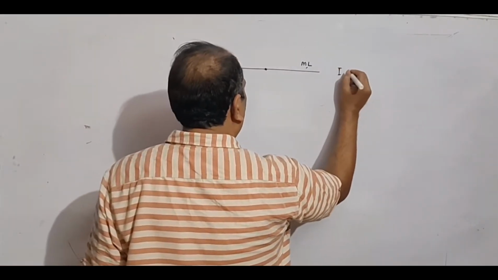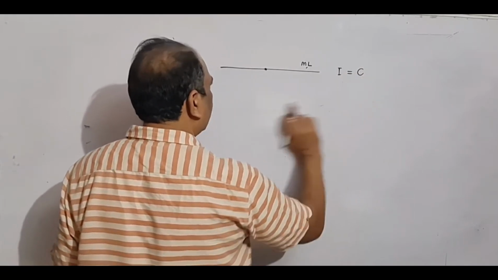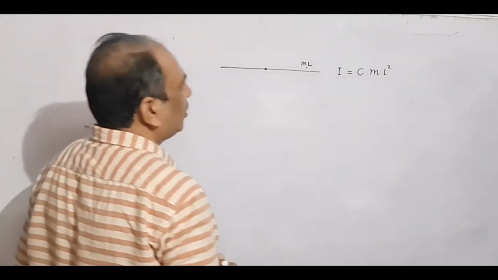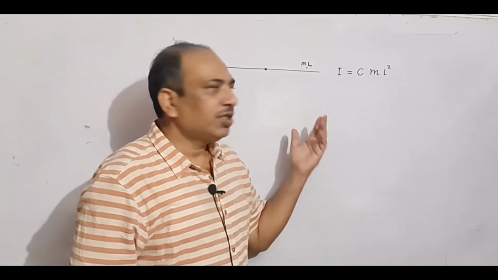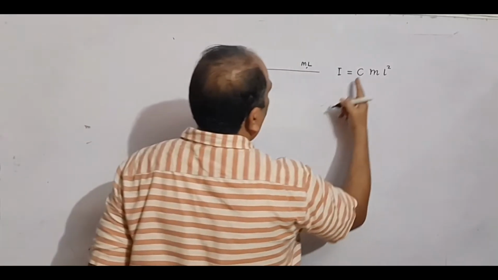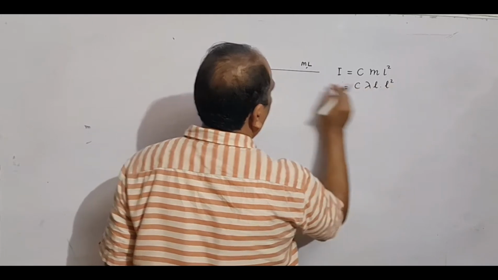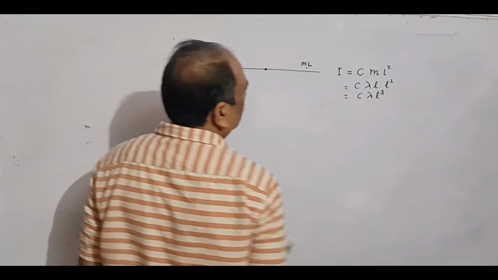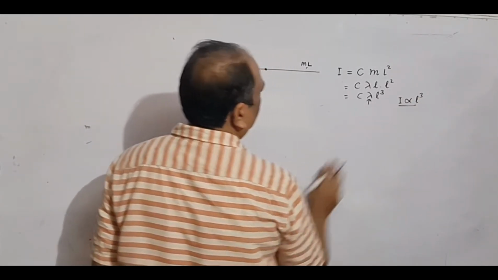We know that moment of inertia I0 is some constant, which we do not know yet and have to find, times mass of rod times L square. This much at least we know for sure, that moment of inertia will be some constant into mass into L square. This mass can be written as lambda into length of rod, where lambda is mass per unit length, and this comes out like this. So moment of inertia is proportional to L cube for constant lambda.